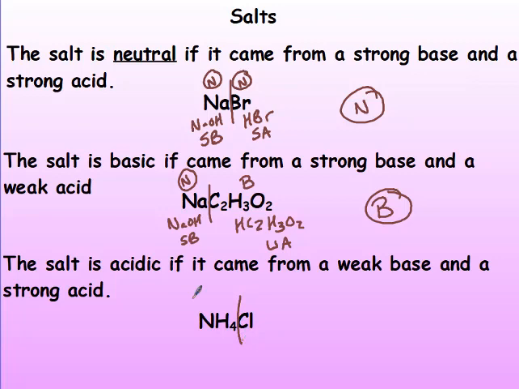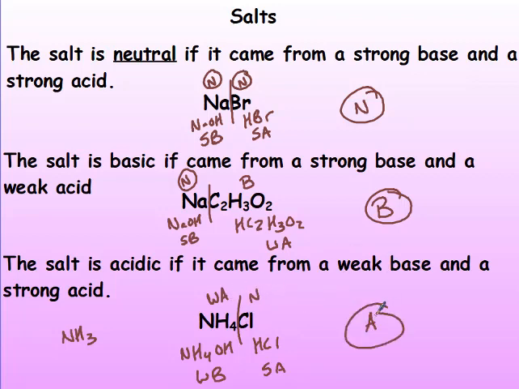And the last one doesn't come from ammonium hydroxide. It actually comes from ammonia, NH3. But we can say that that's a weak base, and that means its conjugate, NH4, must be a weak acid. Cl came from HCl, which is a strong acid. Since it's strong, its conjugate will be neutral. So acidic and neutral means that this is an acidic salt.